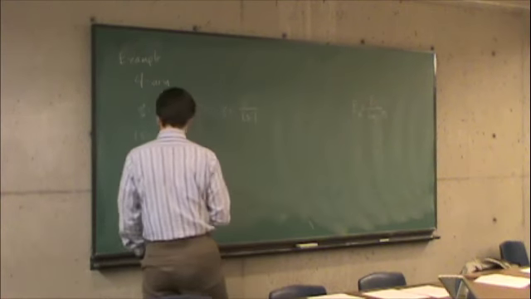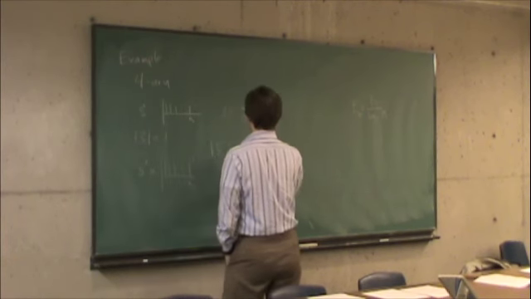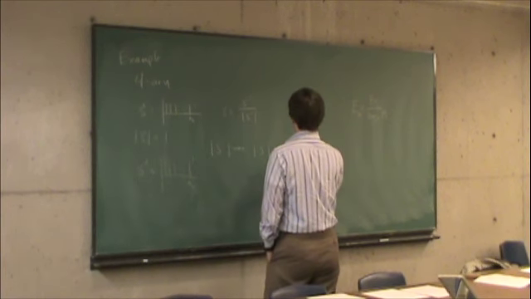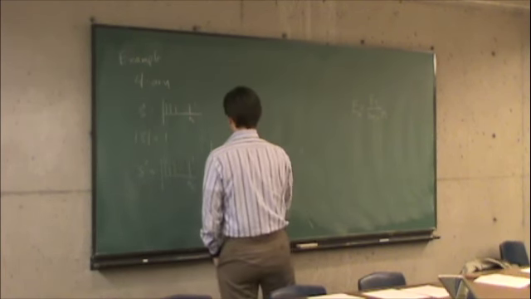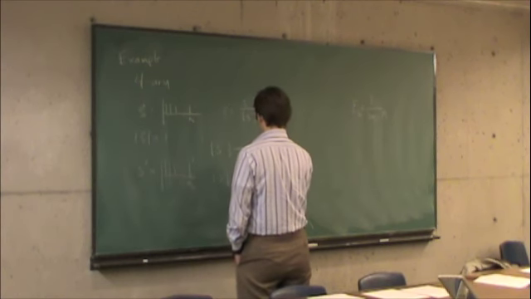What's the norm of S prime? Well, I know that the norm of S prime squared is equal to S prime dot S prime. So therefore, the norm of S prime is equal to the square root of S prime dot S prime.